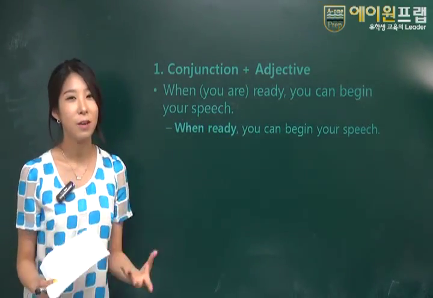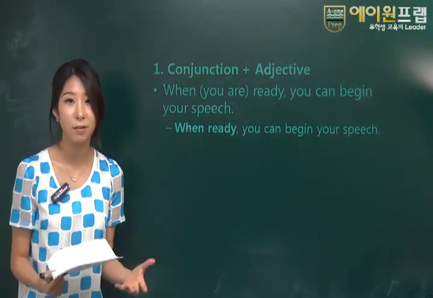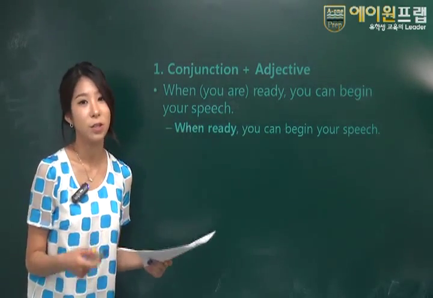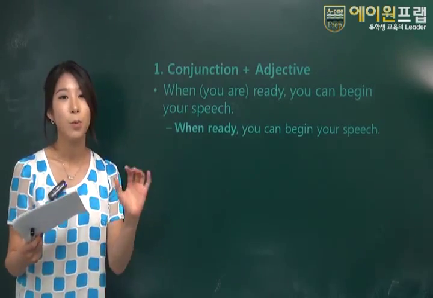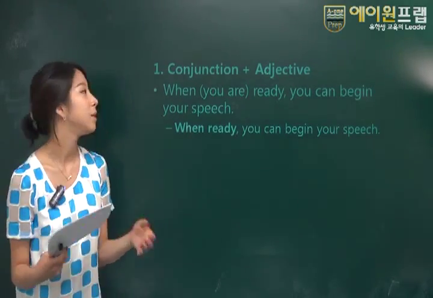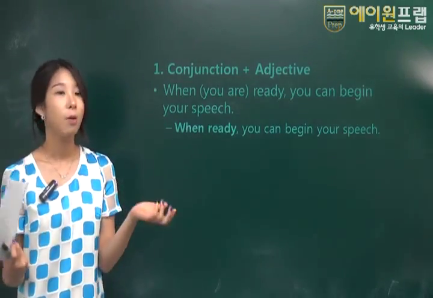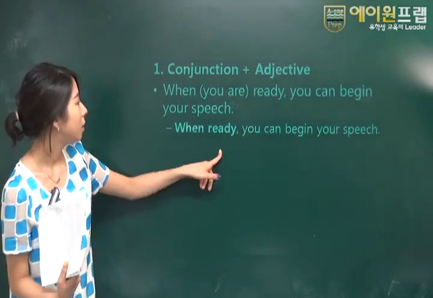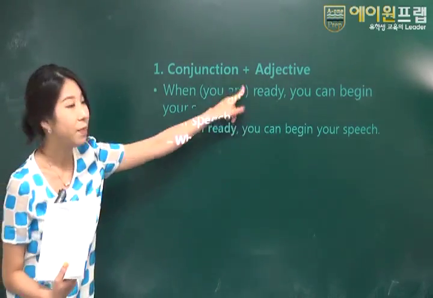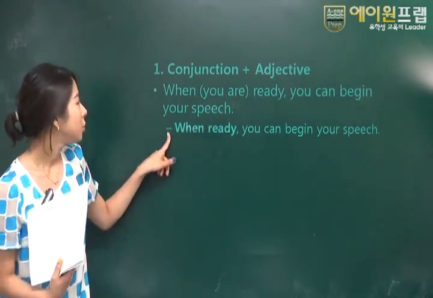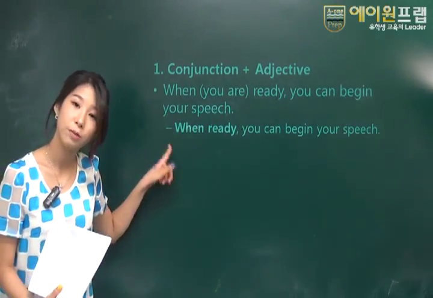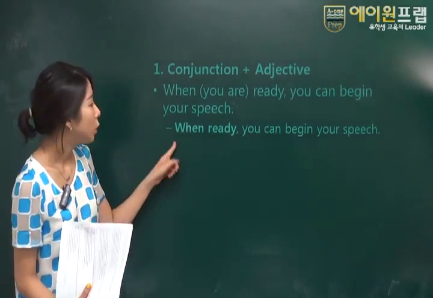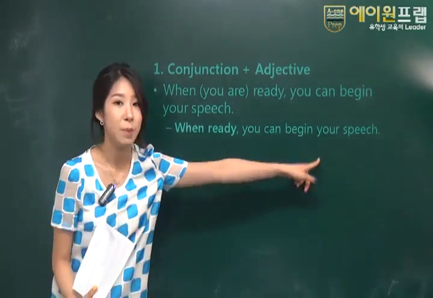So when some kind of fact is too obvious in a sentence, then you can omit it, right? You don't have to repeat it all the time. It just makes the sentence more redundant and wordy. So that's always creating a problem. So when you are ready, you can begin your speech, and we just omit that. So abbreviation of an adverbial clause has occurred. So now it is "when ready, comma, you can begin your speech."